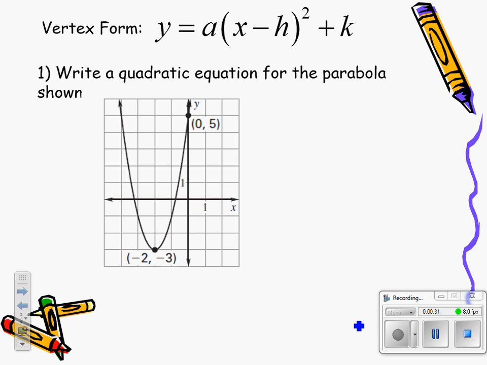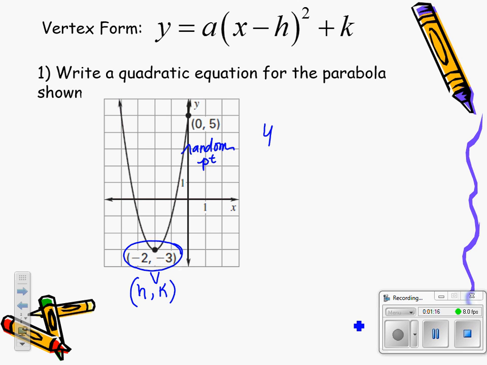First of all, vertex form is y equals a times (x minus h) quantity squared, plus k. So if we remember that vertex form, then writing the equations of these quadratic functions will be simple as pie. So here we go. We've got a vertex. The vertex is represented by h and k. Remember that? And then we have this random point up here. We're going to plug those values into our equation and find the actual quadratic equation.